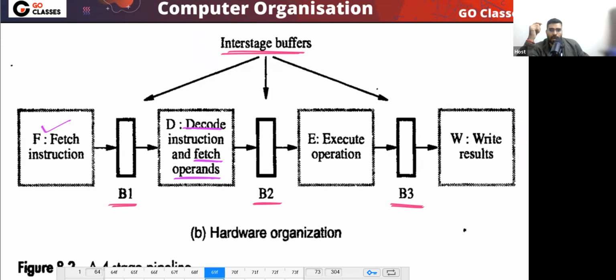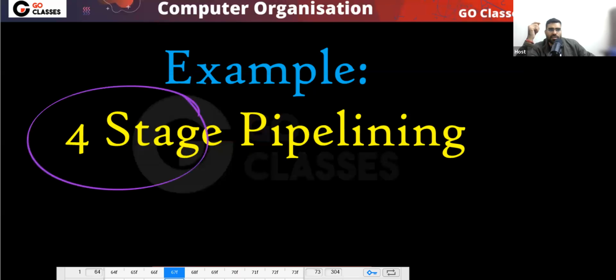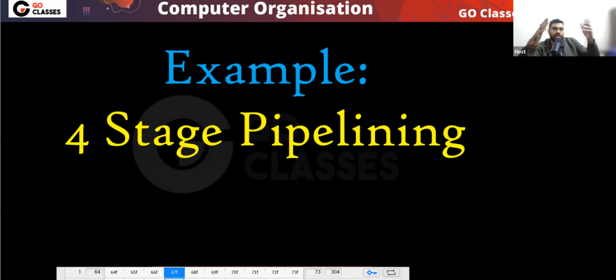Remember, your pipeline can be 4 stage, 5 stage, 10 stage, 100 stage, any number of stages. It depends on you, how many stages you want to create. But tell me one thing: if I am creating 10 stages, it simply means that I am dividing my hardware into 10 components, right? Yes or no? I am separating that hardware into 10 components, so that these components can execute in parallel without disturbing each other.